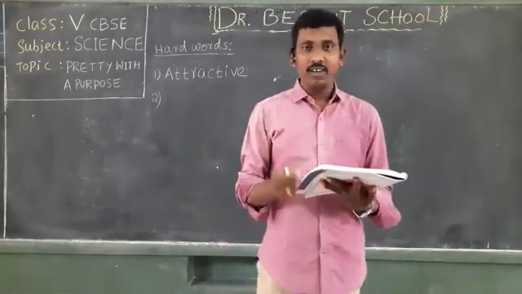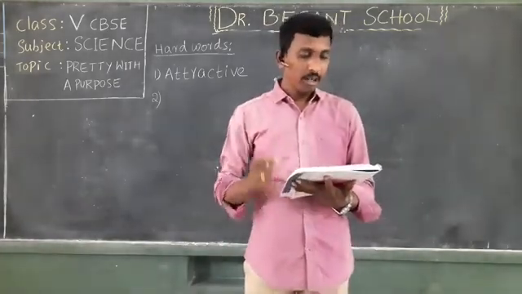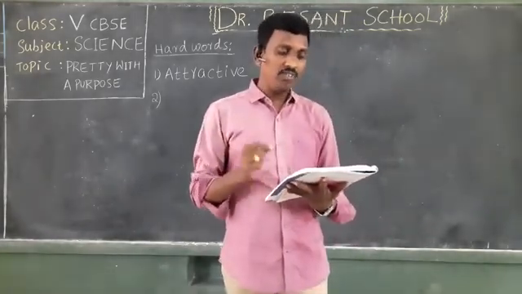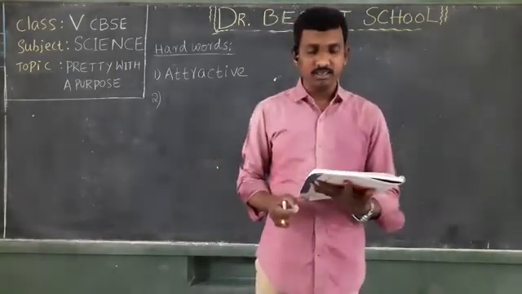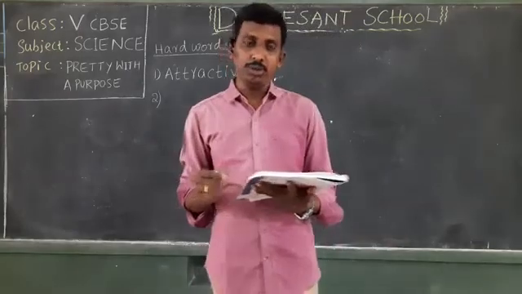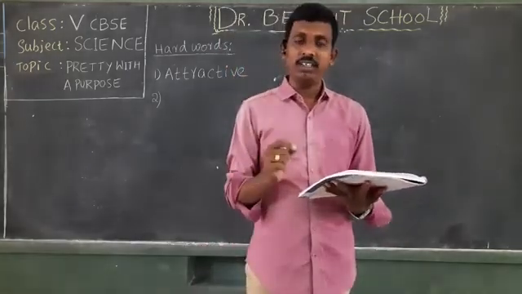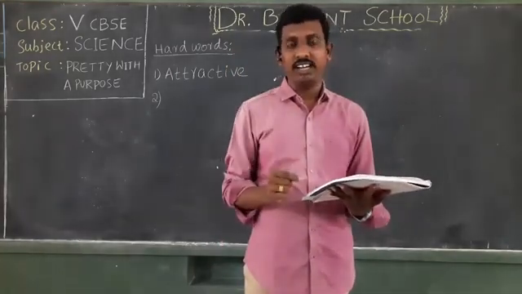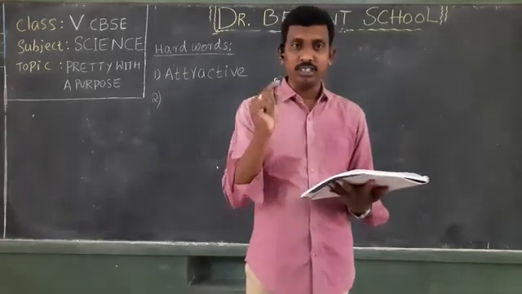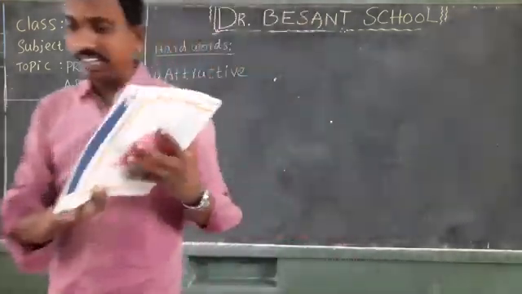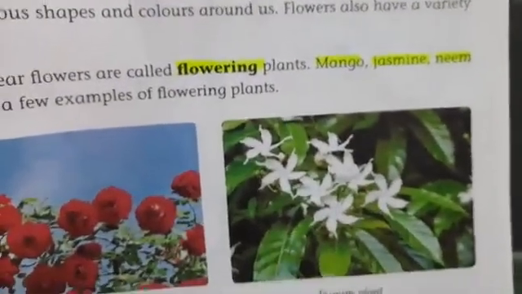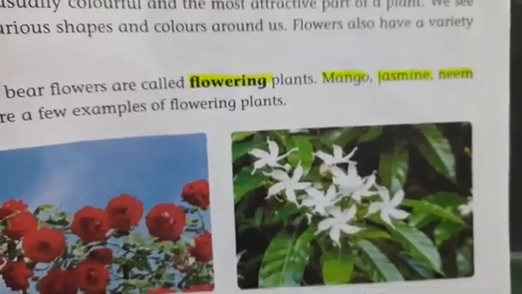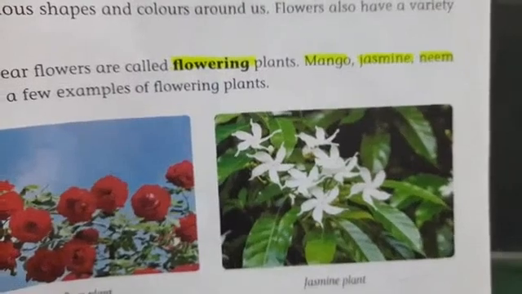Next, we see flowers of various shapes and colors around us. Flowers also have a variety of smells. Plants that bear flowers are called flowering plants. Flowering plants. See, I will show you how to highlight with the help of the marker. At the time of purchasing books in the bookstore, you are given two colors of highlighters, two colors of markers, isn't it? So with one color, you can highlight this word, just as I show you here. You see flowering, you can see how I highlighted it with the help of that color. The same way you have to highlight it.